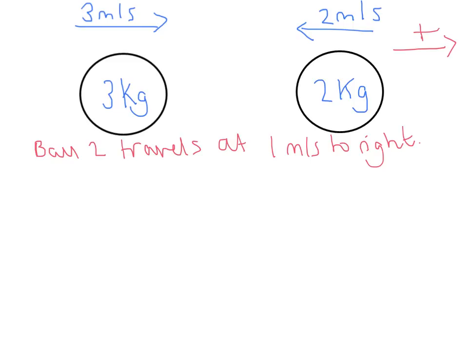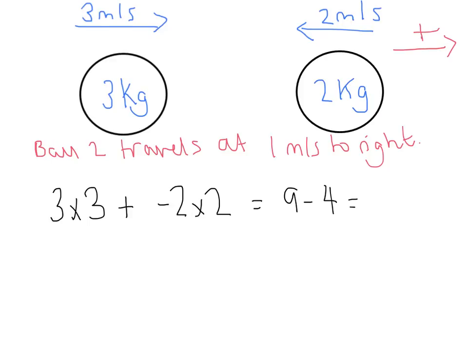Okay, so let's consider the momentum before the collision. For this one, we've got 3 times 3. Obviously, we add the momentums together, and we've got velocity, but it's in the opposite direction, so it would be minus 2 times 2. So we end up with 9 minus 4 is equal to 5 Newton seconds.